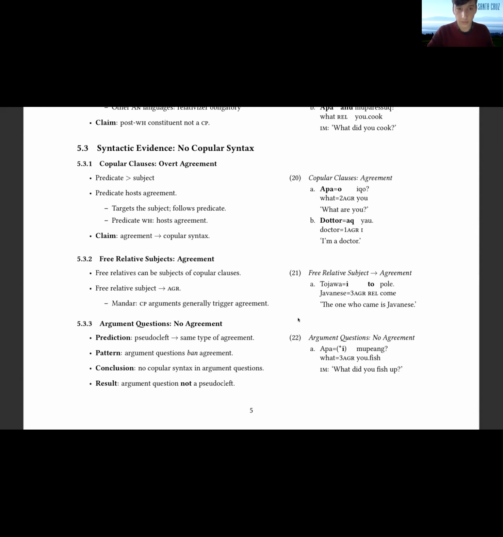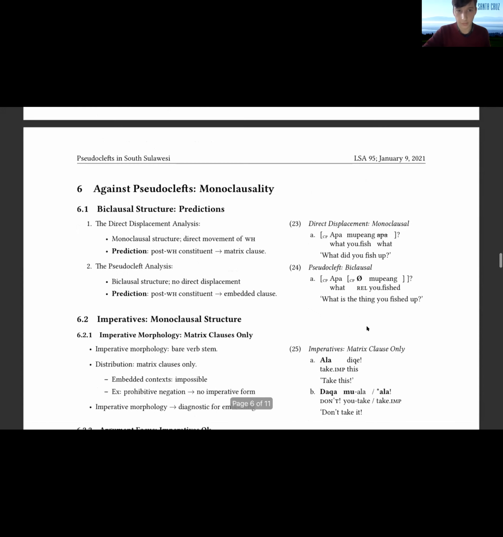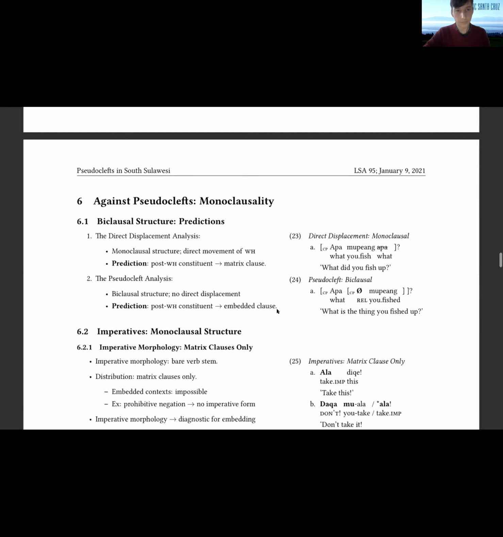So this is an argument that they do not actually bear a copular syntax like they do in Indonesian, and as a result, they're probably not pseudoclefts. Okay, there's several other diagnostics that suggest the same point. Another concerns clausality, or the amount of structure.